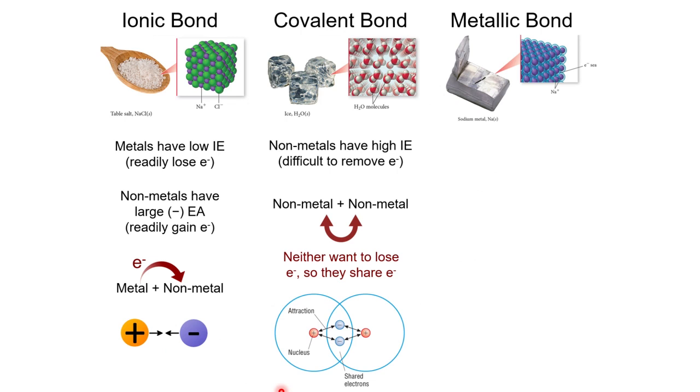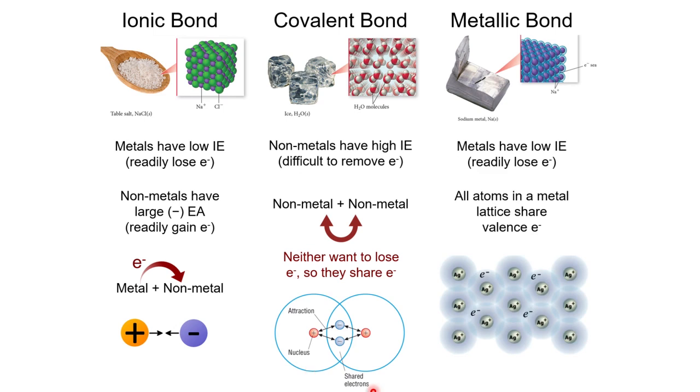Another idea is the covalent bond. So it's two non-metals. Non-metals have a high ionization energy, so it's really difficult to remove electrons from these compounds. These compounds don't readily lose electrons, and so they share the electrons. So with a hydrogen and an oxygen, instead of one of those taking the electron away from the other, they share it. They both have access to the electron, but they're sharing it.